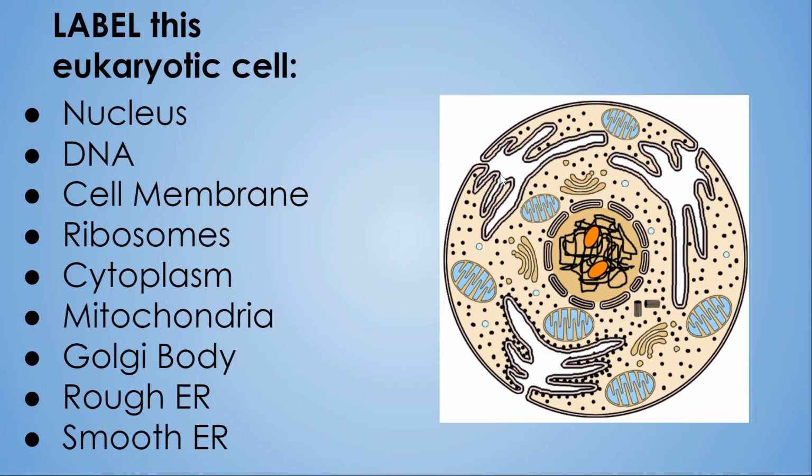The smooth ER looks very similar to that, except it doesn't have the ribosomes attached. So up here would be a smooth endoplasmic reticulum, and that will package and modify lipids. So they're going to process lipids in the smooth endoplasmic reticulum.